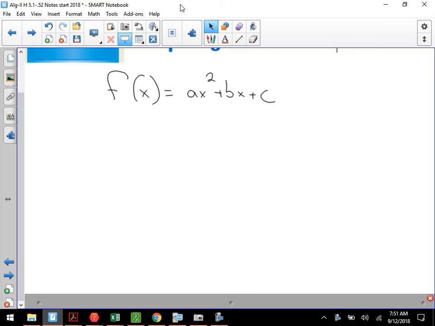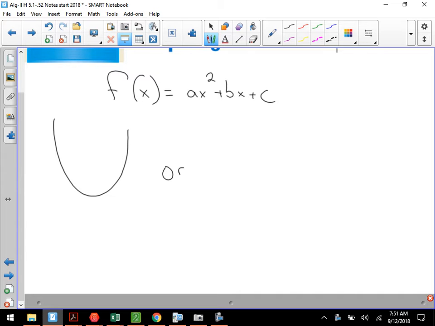ax squared plus bx plus c. That's the most generic way that we have written quadratics in the past. Each piece of this allows us to identify certain pieces of what the graphs will look like. For example, one of the first things you'll always be able to tell when you have a quadratic is that it's a parabola. Parabolas either open upward or they open downward.